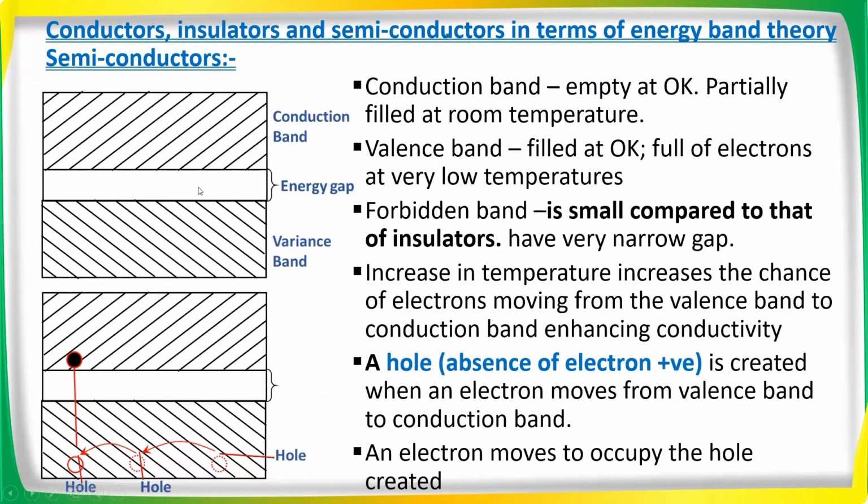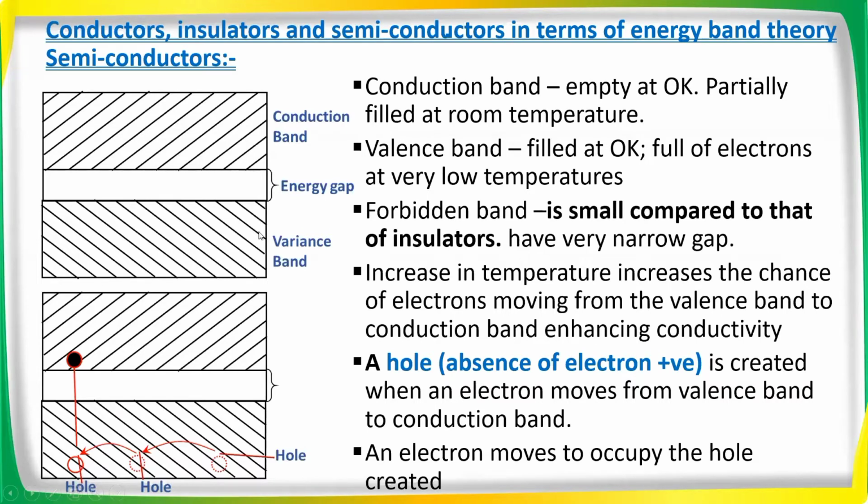Then we have the semiconductors. For the semiconductors, we have the conduction band. At 0 Kelvin, it will be empty. At room temperature, it will be partially filled. For the valence band, it is filled at 0 Kelvin, and of course it will still be full at low temperatures. And the forbidden gap is smaller than the one for insulators. So this one will have a narrower gap.